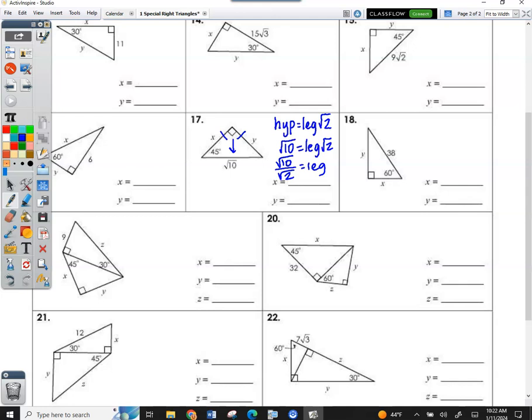Root 10 divided by root 2. Notice they're both in roots, which means you can actually simplify this. You could rewrite this as one giant root, 10 over 2. What is 10 divided by 2? 5. So it's root 5, right? I'm running out of room. So the leg is just root 5.